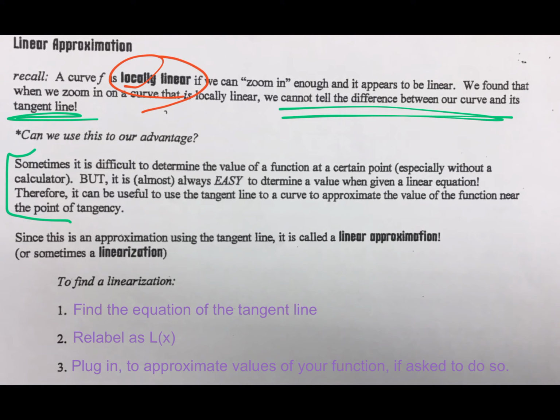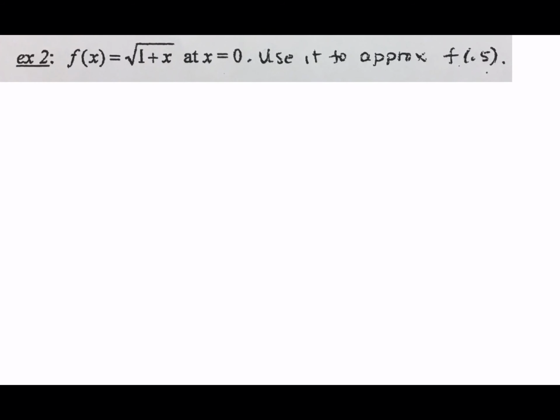So let's do a problem together. Okay, so here we have f of x equals the square root of 1 plus x, and I'm saying to do it at x equals 0, that means that my point of tangency should be x equals 0. Okay, and I want to talk about what that means. Why am I doing 0? Well, if I find f of 0, it's an easy value to evaluate. F of 0 would be square root of 1 plus 0, which is square root of 1, which is just 1. Okay, that's a really nice number.